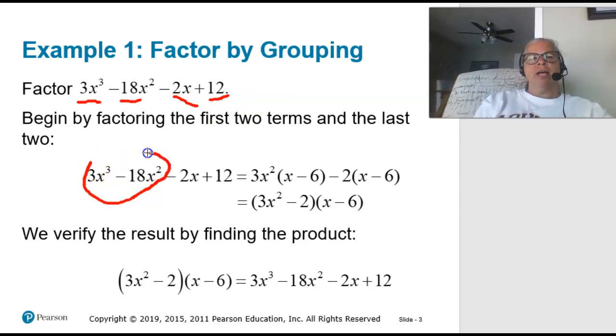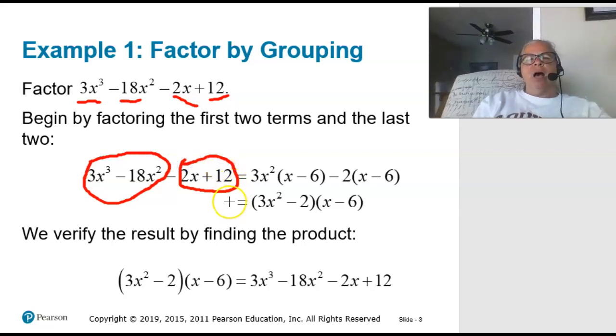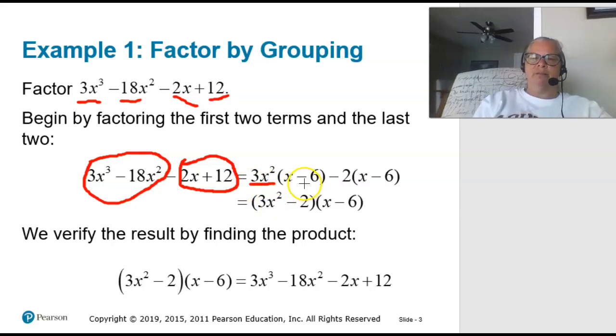So you're going to look at these 2 and say, what could I pull out? And you're going to look at these 2 and ask what you could pull out. I can pull out a 3x squared common to the first 2, and that leaves an x minus 6. Now, the next 2 terms, I can pull out a 2. Don't lose your subtraction sign here. Pull out a 2 and you have an x minus 6.